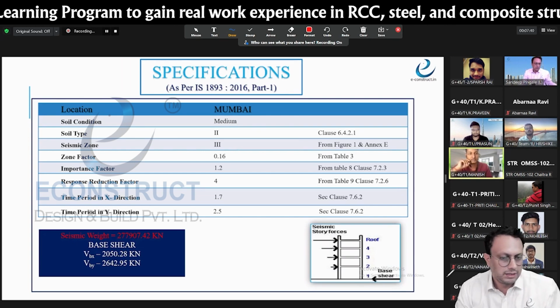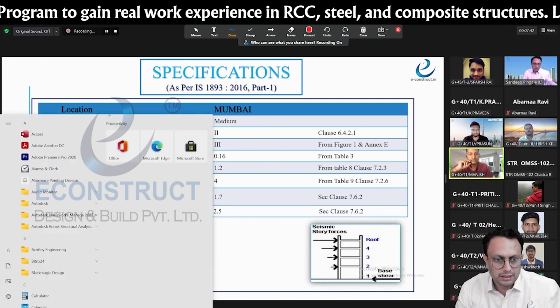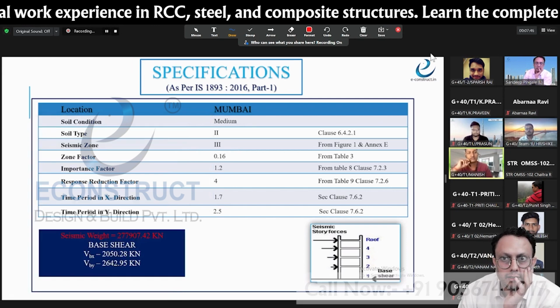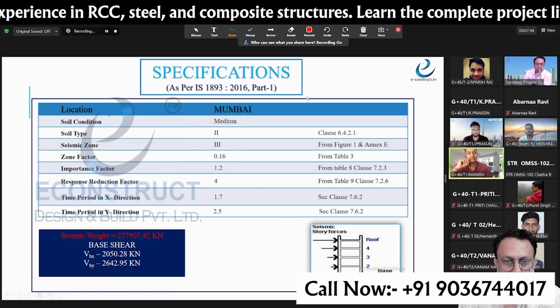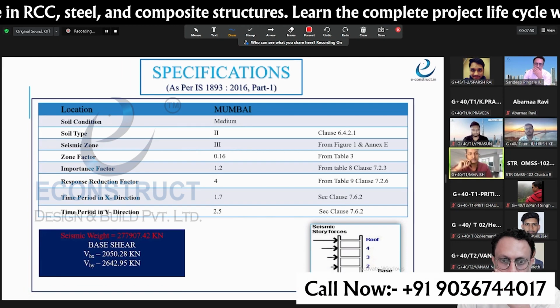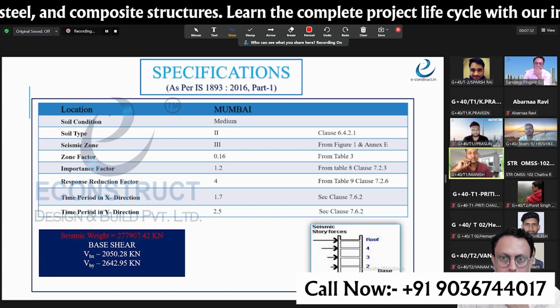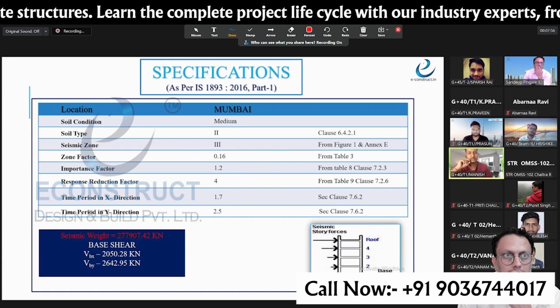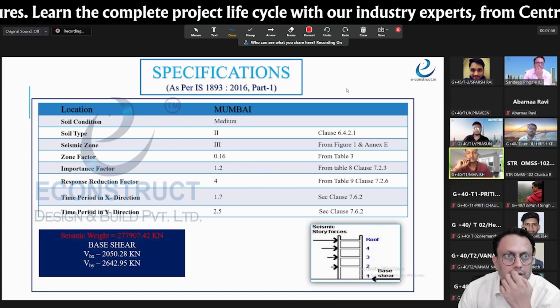And for the top tower, the seismic weight is 27790 kilonewton, and the base shear in X is 205.28 kilonewton, and for the Y 2642.995 kilonewton. Next.